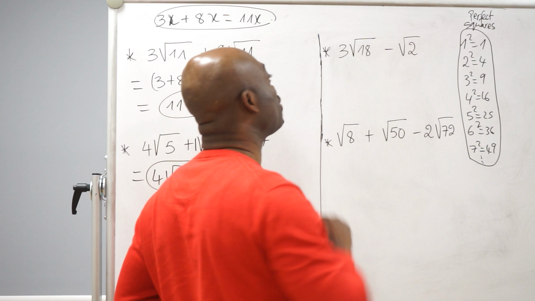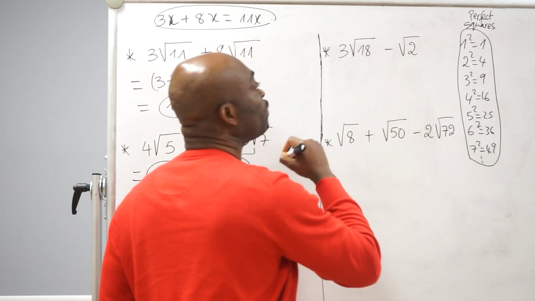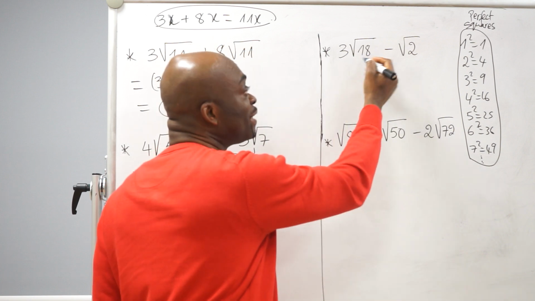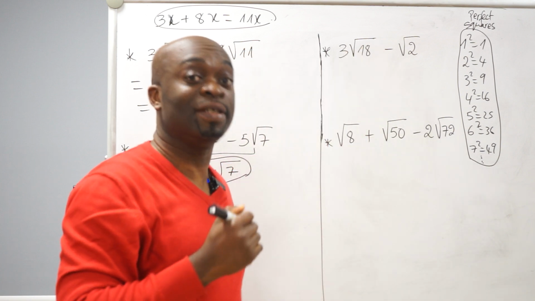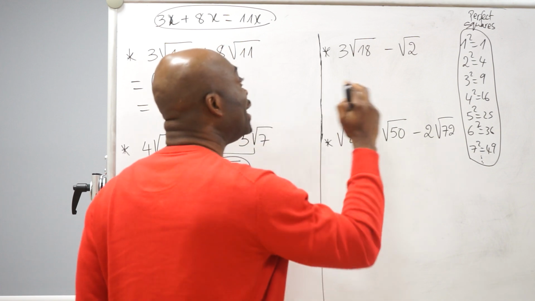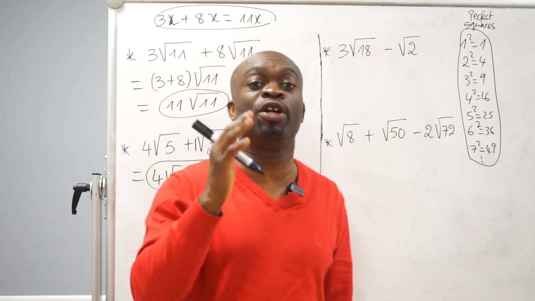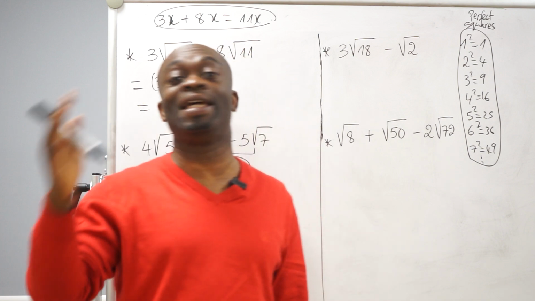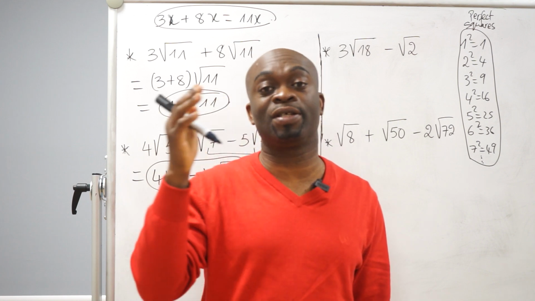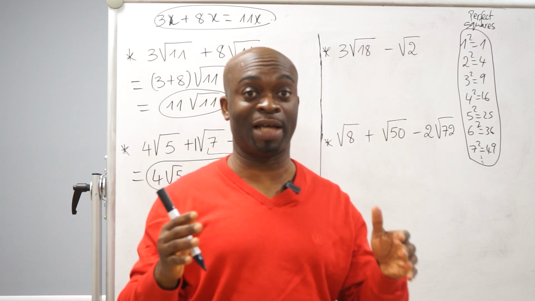All right, so let's go to the third question here. Here we have 3 square root of 18 minus square root of 2. Now the question is, is there anything that I can do to the 18? Yes, because 18 can be broken down into 9 times 2. All the time you're looking for a number which is a perfect square, and the other one is not going to be a perfect square. So 18 is 9 times 2. 9 is a perfect square, and 2 is not.